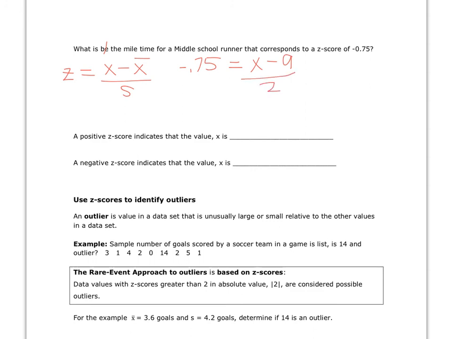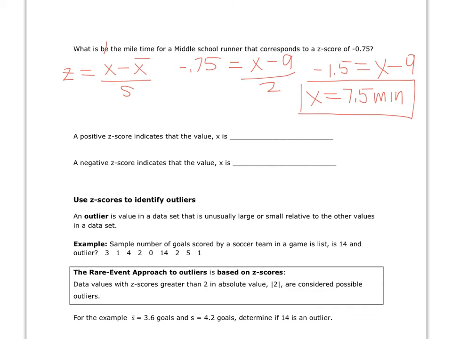So multiply both sides by 2. So we're going to get a negative 1.5 equal to x minus 9. Add 9 to both sides. So we get x equals 7.5. And it's a mile time, so we can label it with minutes.